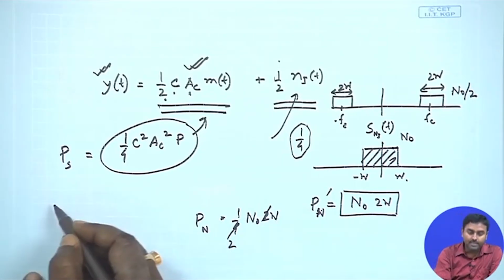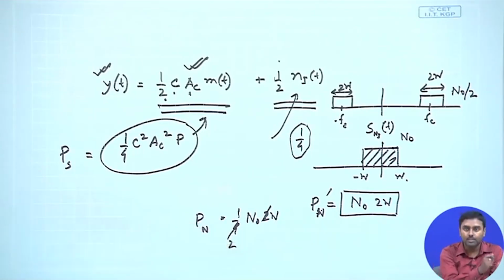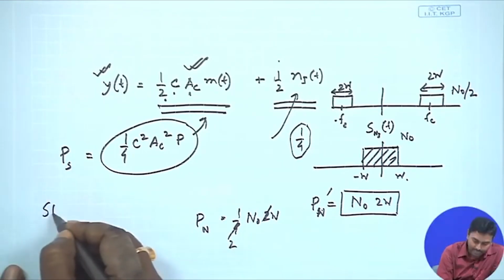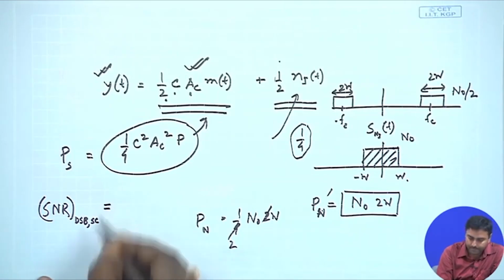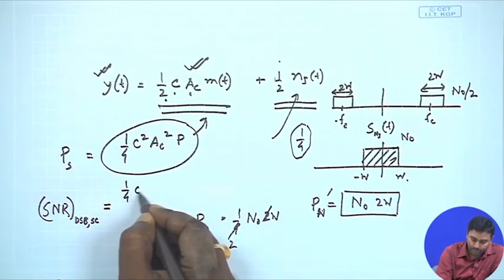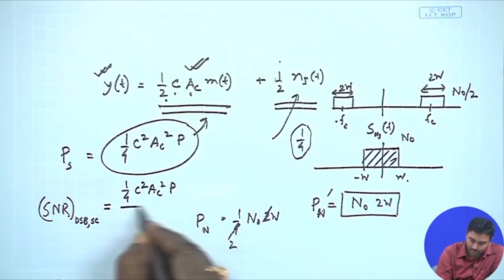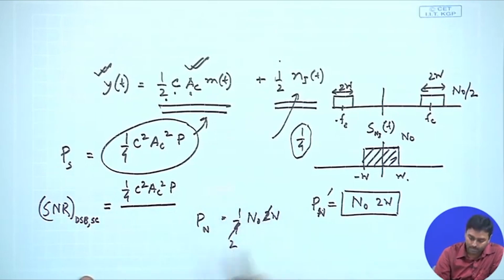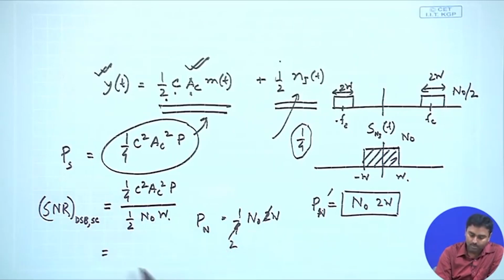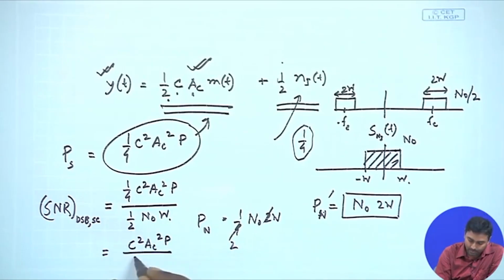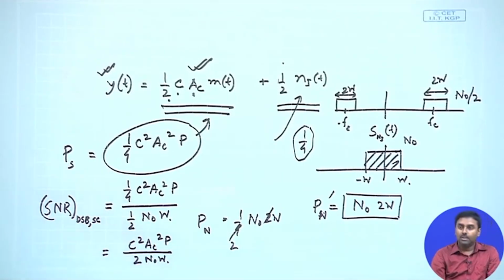Right. So, what is my signal to noise ratio for this modulated scheme? If I say SNR for this DSB-SC, that must be this power, 1 by 4 c square Ac square P, divided by this noise power, which is nothing but half N0 W. So, that 2 gets cancelled, and I get c square Ac square P divided by 2 N0 W. So, that is the SNR for DSB-SC.